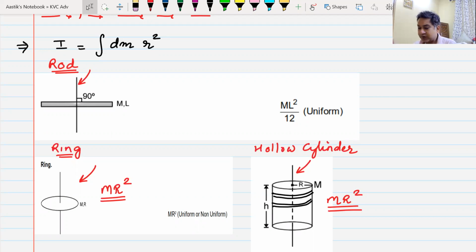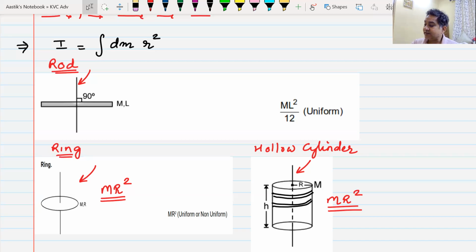Okay. What was the moment of inertia of the rod about the axis that passes through the center? M L square by 12, sir. Here also L square by 8 should come, no? No? Radius is R, L by 2.